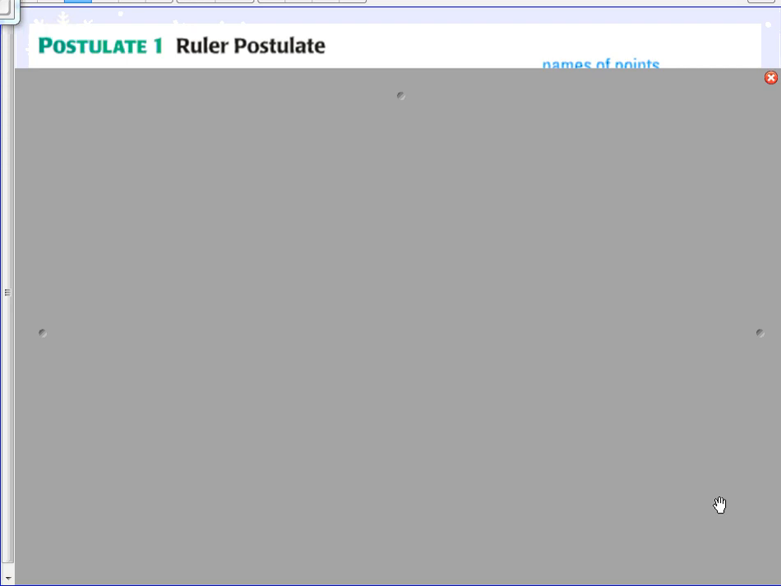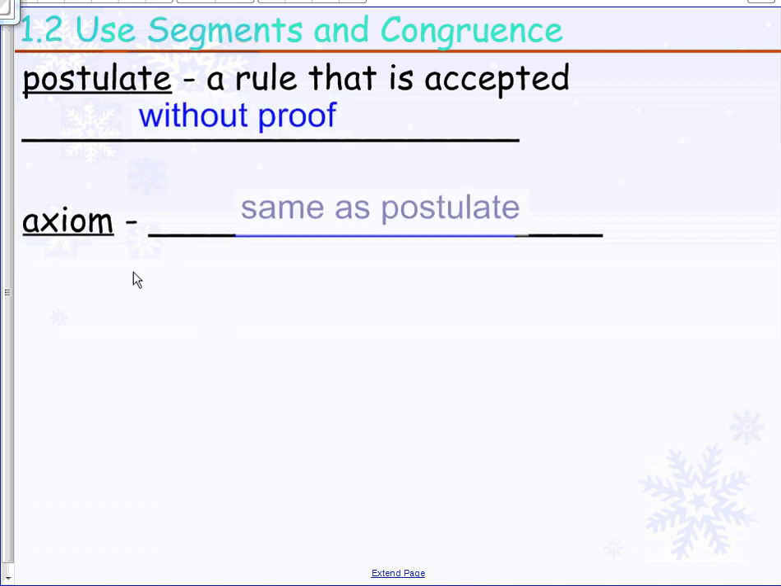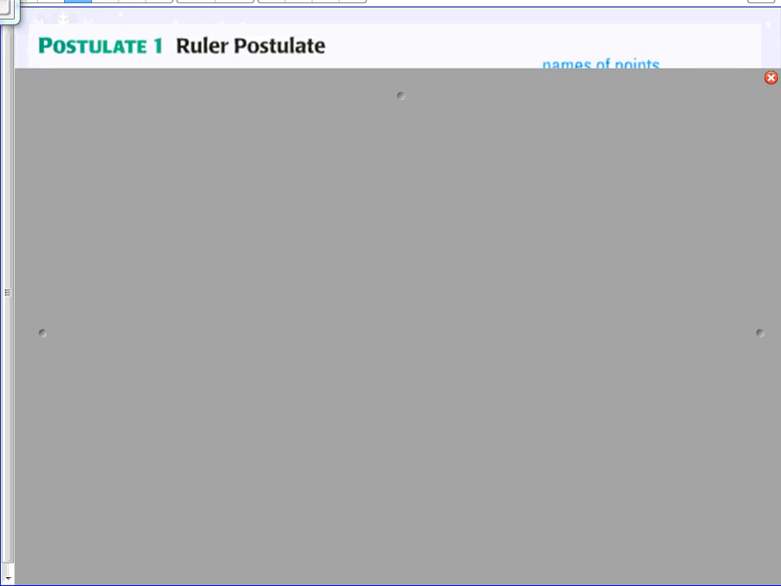Today we're going to be talking about measuring segments. And during this lesson we're going to be concentrating on two specific postulates. Just as a reminder, a postulate or an axiom is a rule that is accepted without proof. Okay? It's a rule that is accepted without proof. So, our first postulate is the ruler postulate.